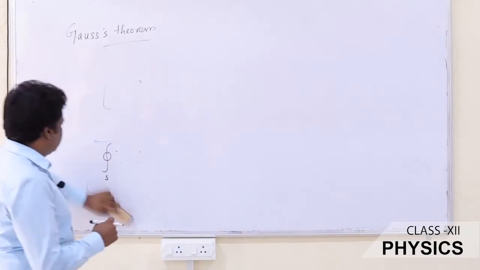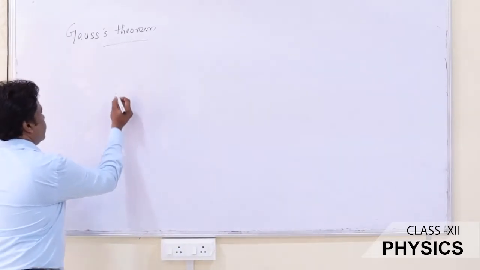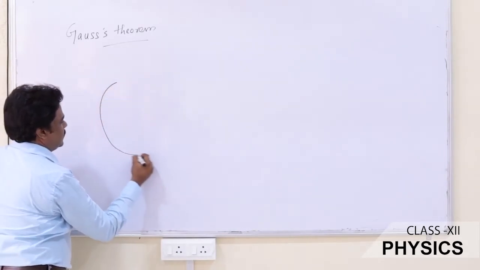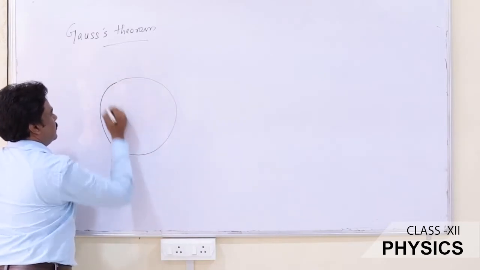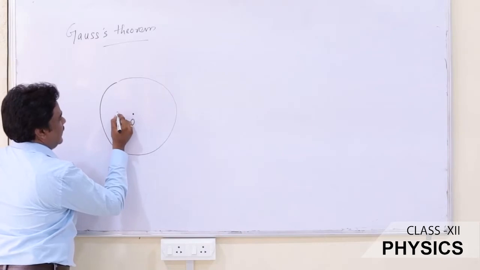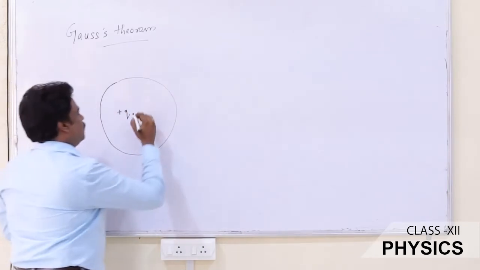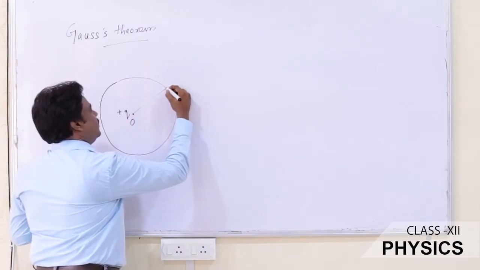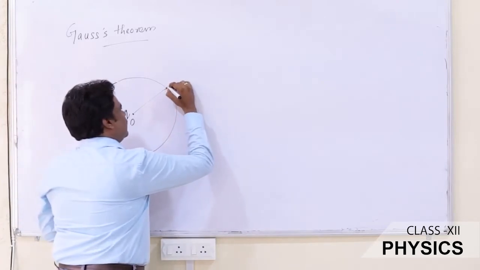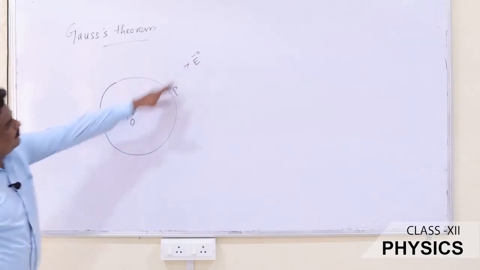To prove this, I am going to assume a sphere. Say O is the center. At the center, I am going to keep a unit positive charge, say plus Q. I am going to assume a point P on the surface where E is the electric field due to this charge on the same line.